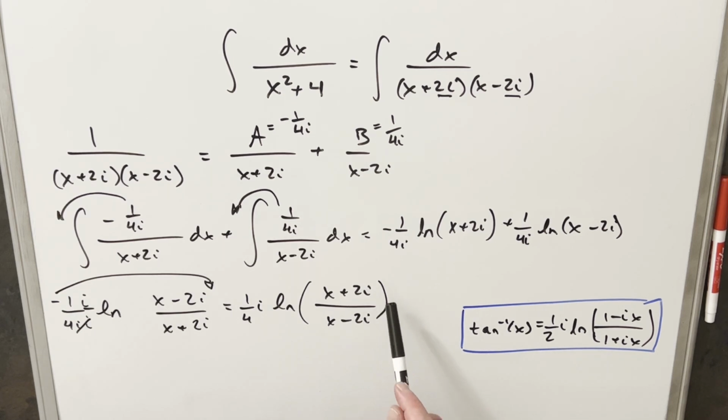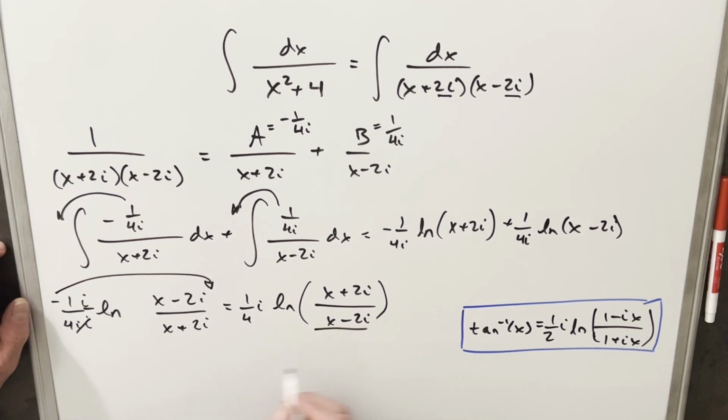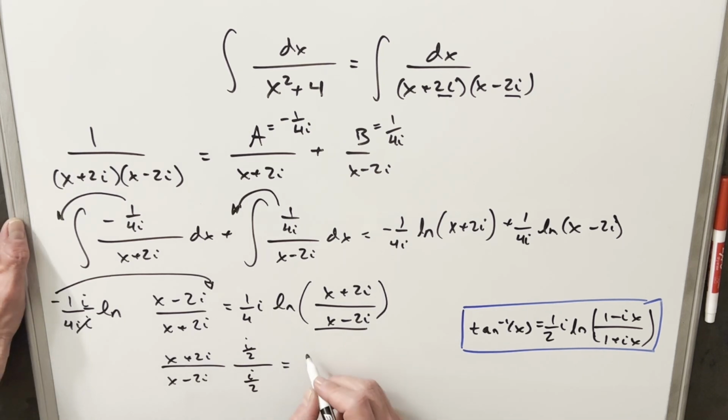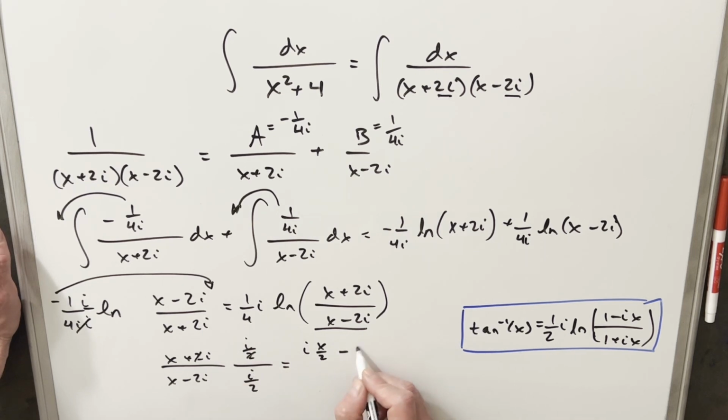So what I want to do is clean this up and get it to look a little more like this. Let's just look at this. If we have (x plus 2i) over (x minus 2i), if I multiply this by i over 2 in the numerator and denominator, let's just multiply that out. We're going to have i x over 2. Then for the second term, i times i is going to give me minus 1. The 2's are going to cancel here. So this is just going to give me minus 1.